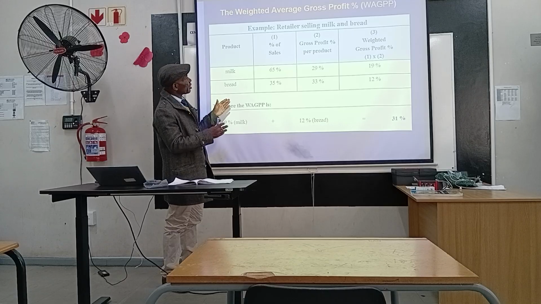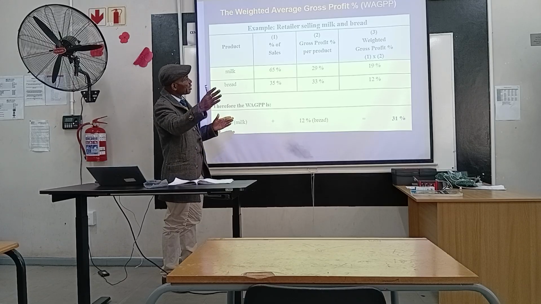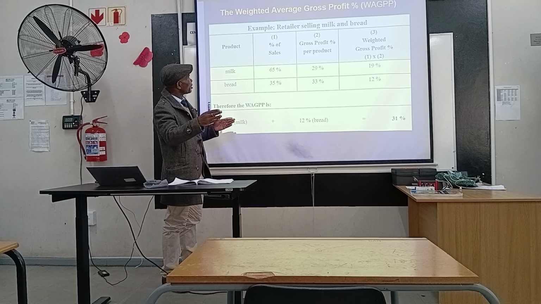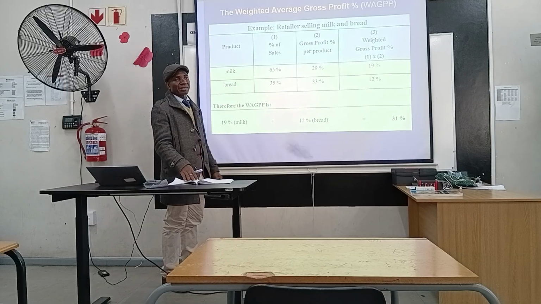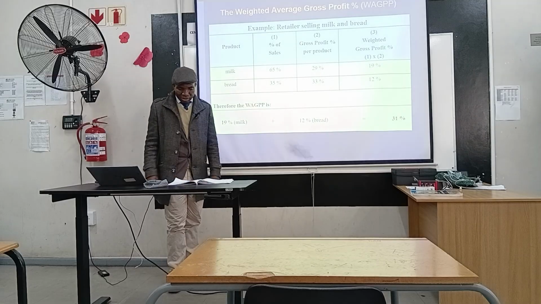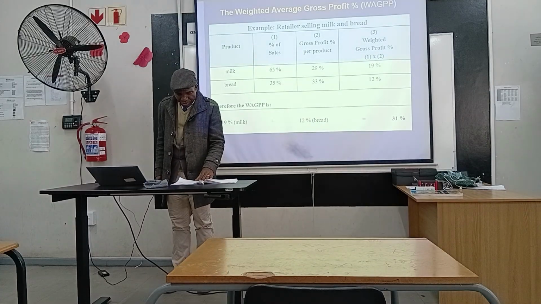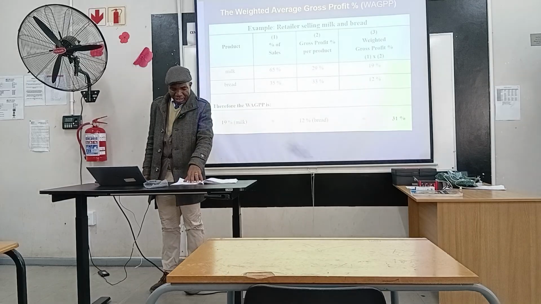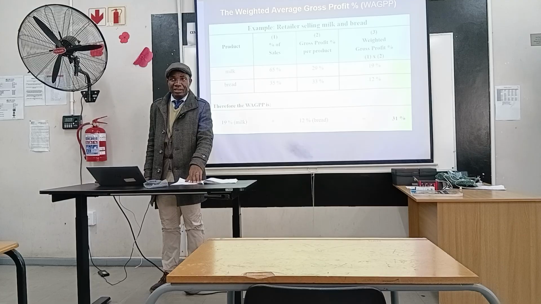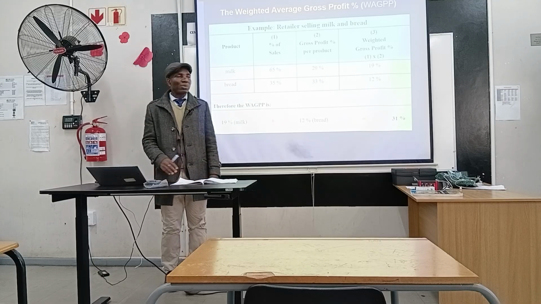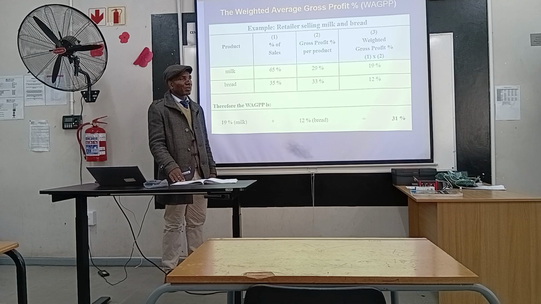You take the gross profit percentage for one item based on the sales, then you add it to the other one, then you get the average. That is why we call it weighted. Does it make sense to you? It's on page 17. It says calculating the gross profit of a business that is selling more than one product is not so easy. The markup may vary from product to product. You know what I mean by markup, right?